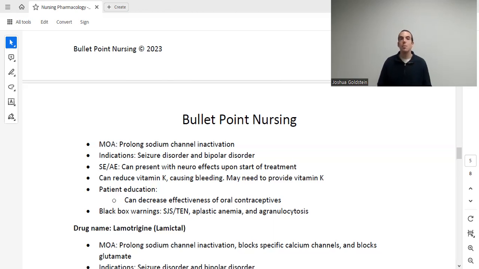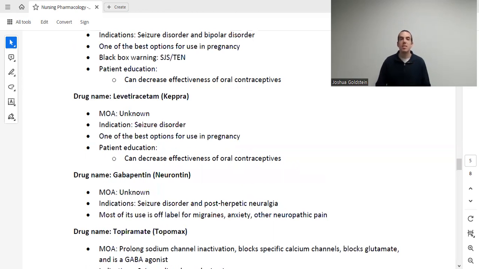Seizure disorder and bipolar disorder. And we actually covered this in the bipolar lecture. This and the next one, Keppra, are two of the best options for pregnancy for a patient that's having a seizure disorder. This medication also has the same black box warning as the previous one for SJS and TEN, so definitely look out for dermatological symptoms.